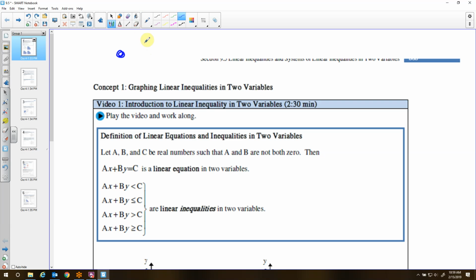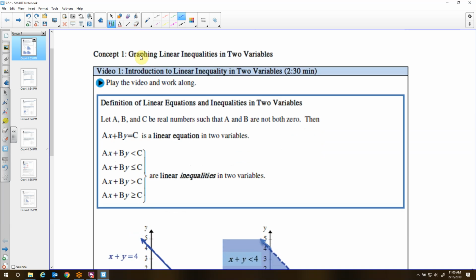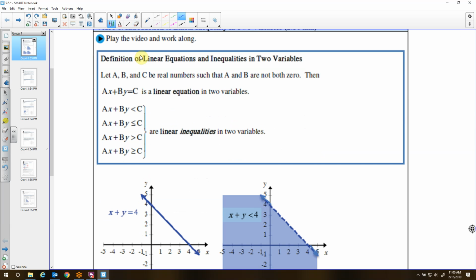Hi everybody, we're going to talk about graphing linear inequalities today. We're going to have a couple different kinds. I'm going to show you first what linear inequalities mean. Instead of having equal to like we did in an equation, we're going to have the less thans and greater thans. Those are what are going to be involved in linear inequalities, and we're going to be graphing those.